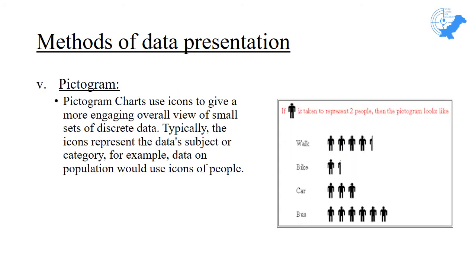Pictogram. Pictogram charts use icons to give a more engaging overall view of a small set of discrete data. Typically, the icon represents the data subject or the category. For example, data on population would use icons of people. So if a person is taken to represent two people, then the pictogram looks like the one shown in the figure.